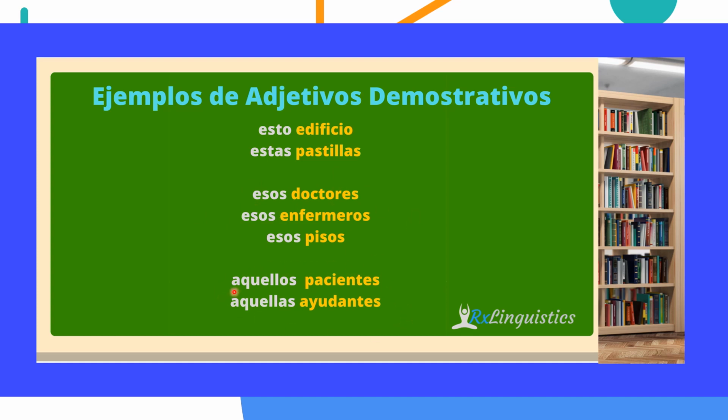Now, far from the speaker, aquellos pacientes, okay? Aquellos pacientes. Aquellas ayudantes. Paciente, you know, it's a cognate, so it's patient. Ayudante is helper or assistant. Okay, the nursing assistant, for instance, is una ayudante. So aquellas means over there. Aquellos, over there. Esos, there. And estas and este, here, near. Okay, so those are the concepts of demonstrative adjectives.